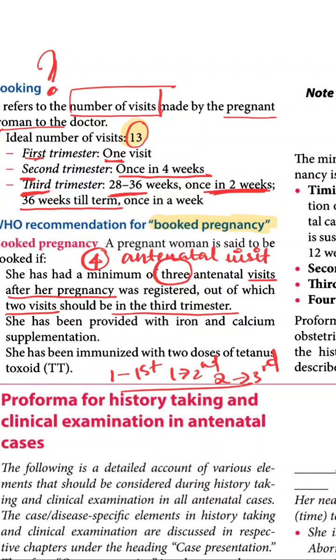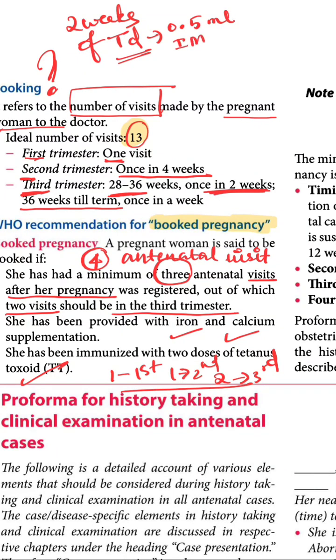Now she has been provided with iron and calcium supplementation and also 2 doses of tetanus toxoid. These 2 doses of tetanus toxoid vaccine should be given 0.5 ml intramuscularly 4 weeks apart. Very important viva question. 0.5 ml intramuscularly 4 weeks apart.